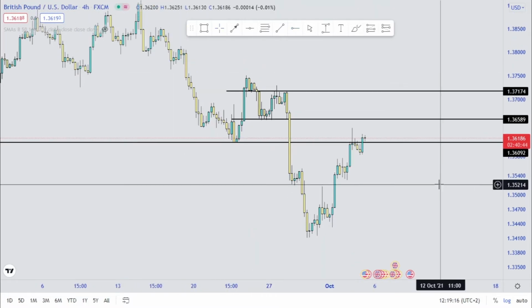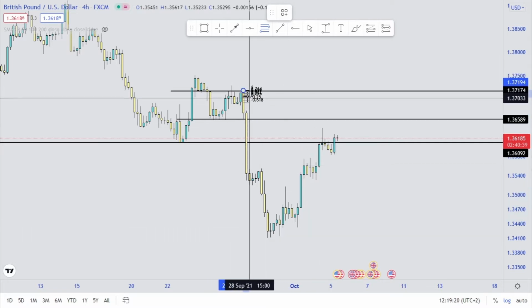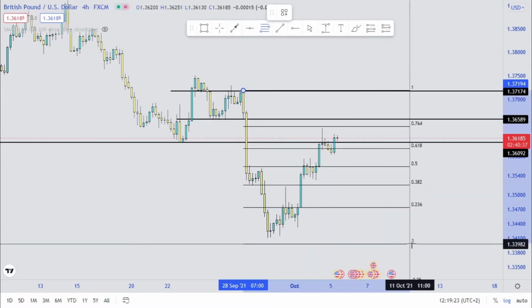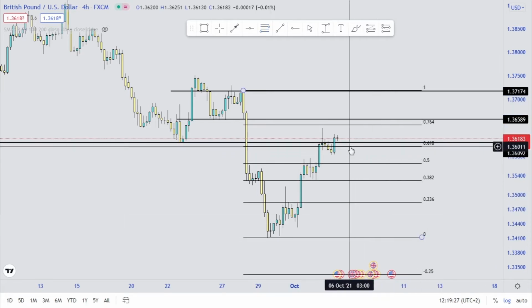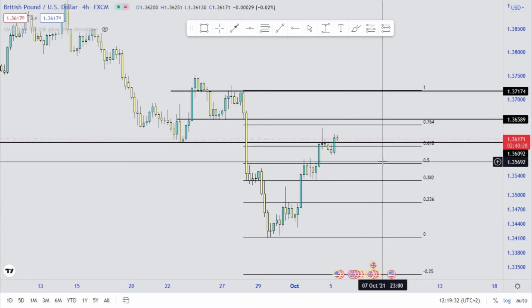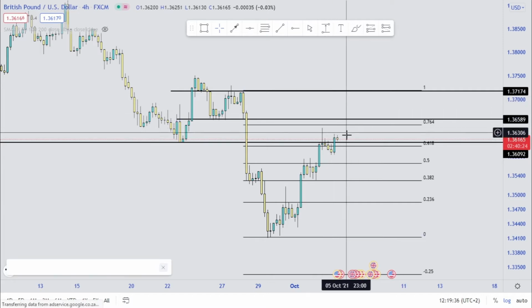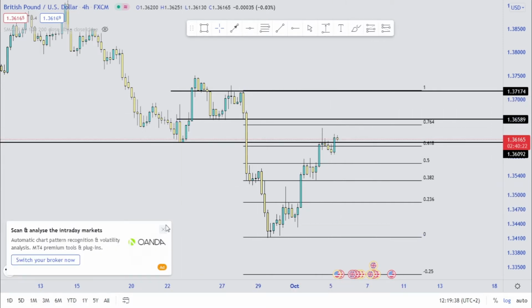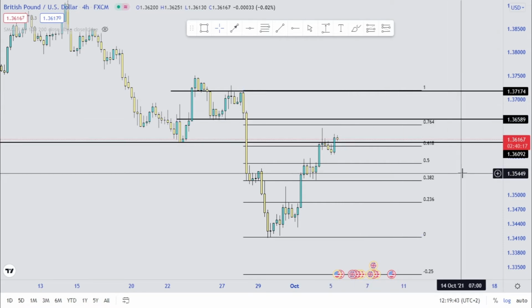So if we run a Fibonacci, guys, you know I love to use my Fibonacci as well. If we run a Fibonacci from this swing high to this swing low, we can see that our 618 is already broken. So let's see how price will react on our 764 region. Once price comes into this region, we can still see price reverse from this region if we see some form of price action, a three-pin formation, and some strong bullish momentum.